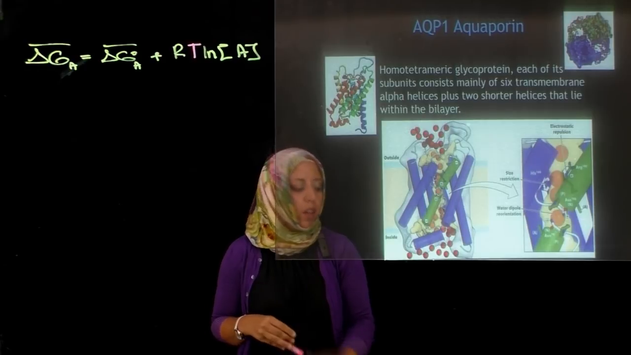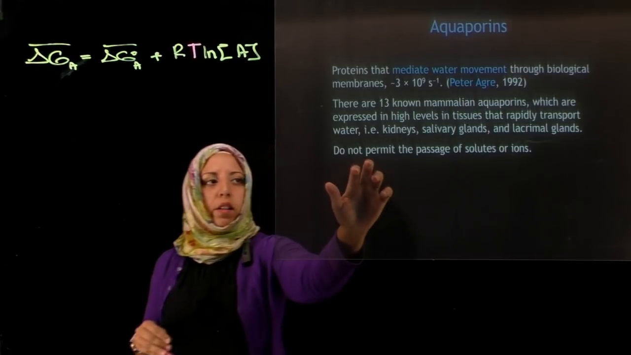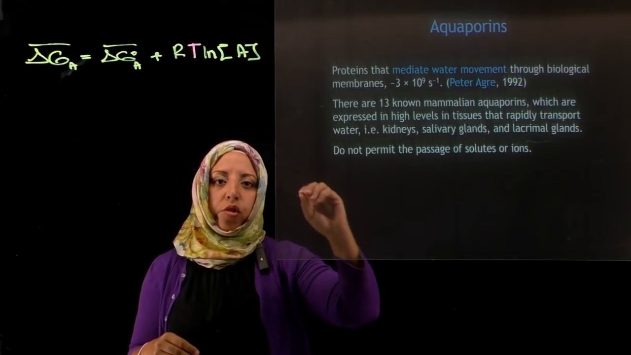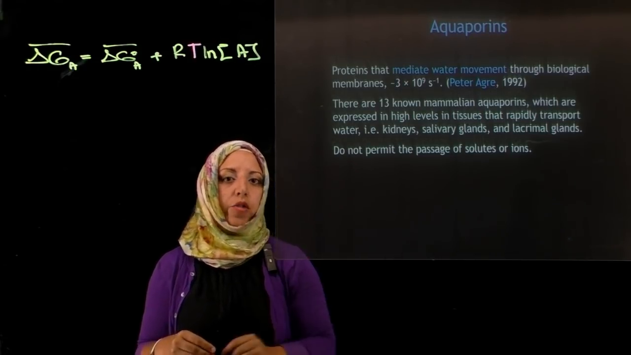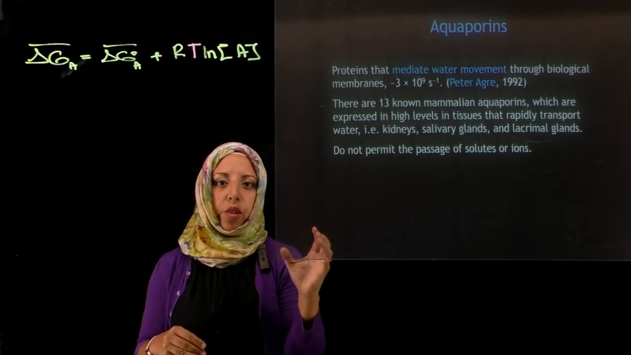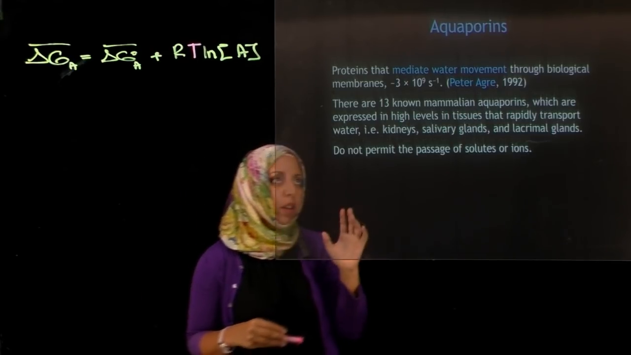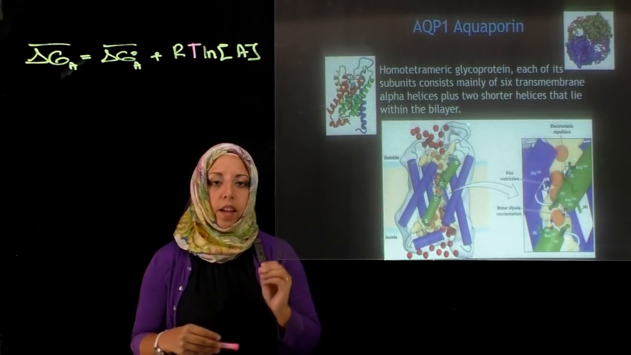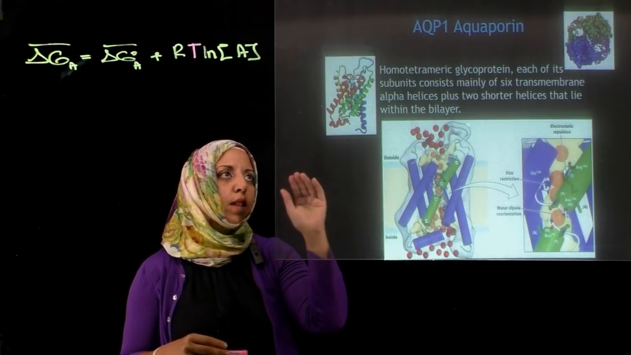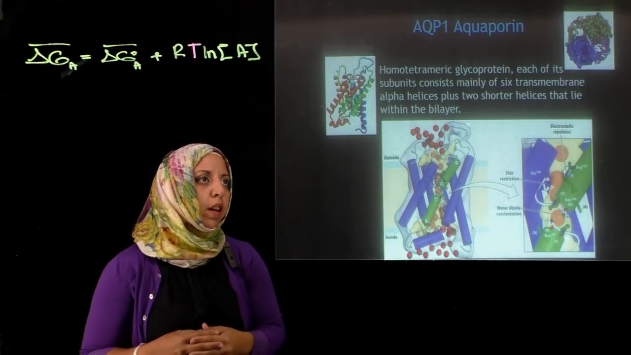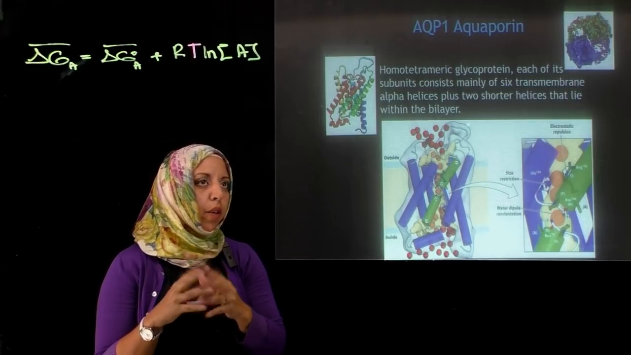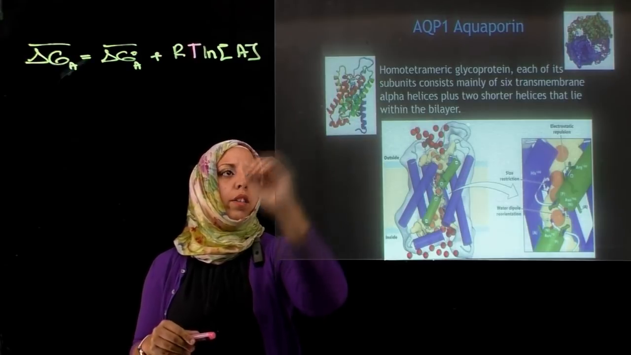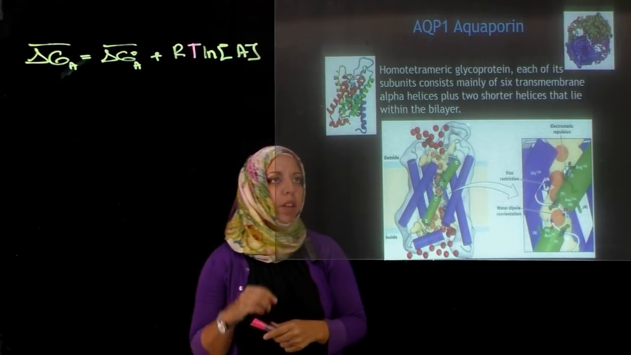So if we take a look, they don't allow the passage of other solutes, and we'll talk about one example that can actually differentiate between water and hydronium ion. And if you think about water versus hydronium ion, they differ by a proton, right? So it's very selective. And one of the most characterized aquaporins is AQP1 aquaporin, right? It is a homotetramer, so it has 4 different subunits, and they are colored within here, right?